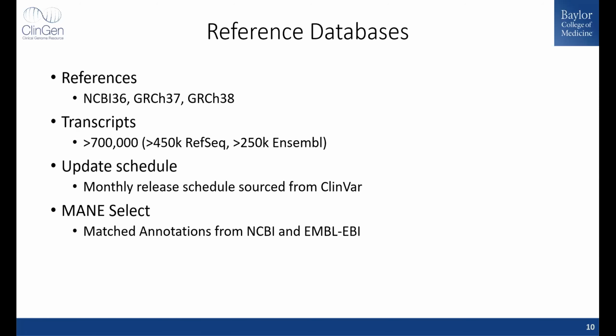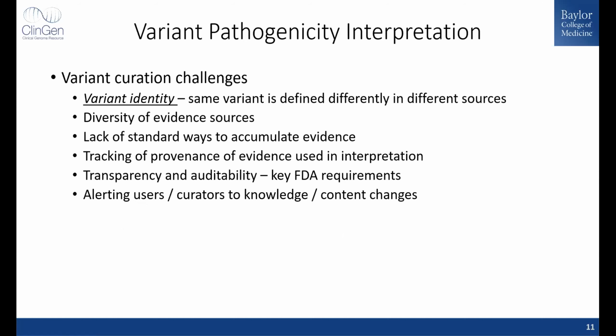So one more point before I get into some of the more illustrative items of this talk. This is built on these reference databases, so from NCBI 36, GRCh37, GRCh38. Roughly over 700,000 transcripts currently exist within the Allele Registry that are mapped between these different reference builds. And we do a monthly update on that. And we also annotate with some additional items. And one thing I want to mention is that we use these matched annotations from NCBI and Ensembl using the MANE Select identifiers.